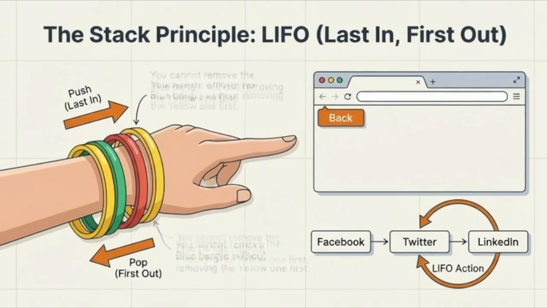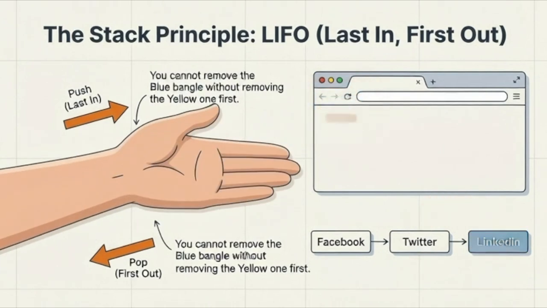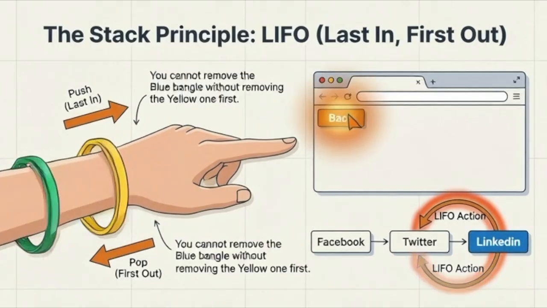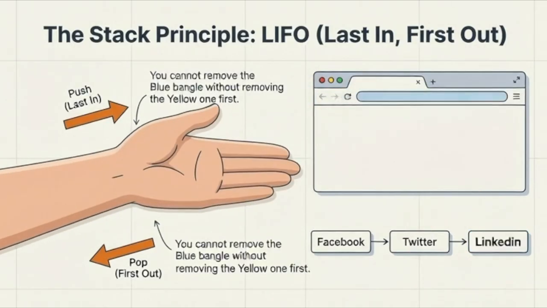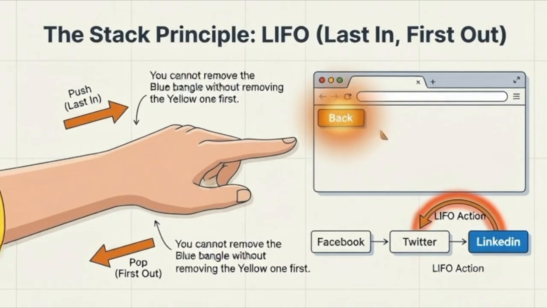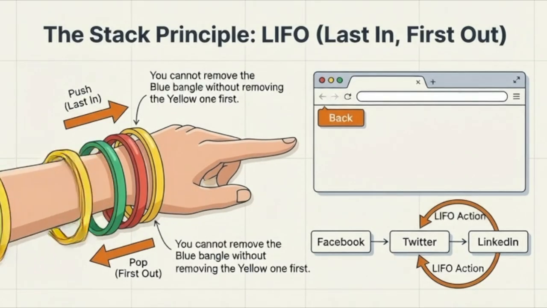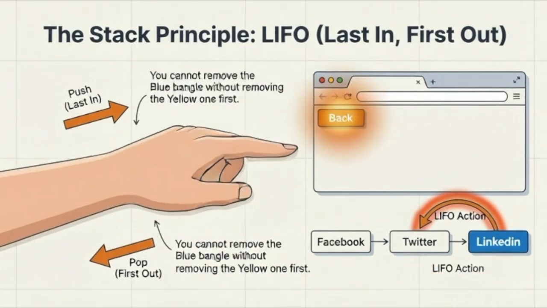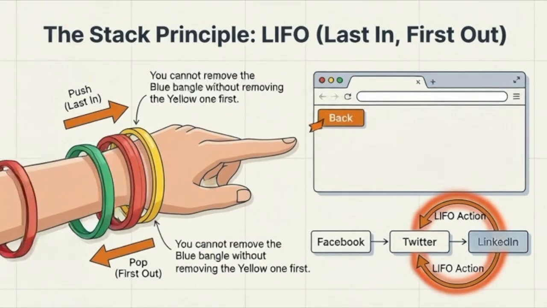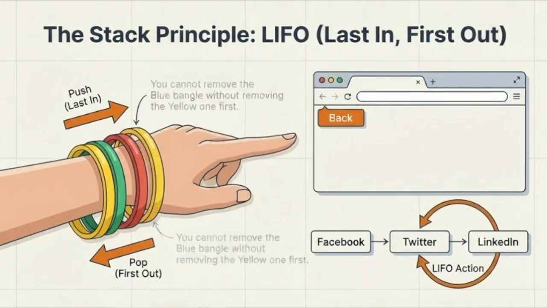Let's start with the stack, the golden rule. Here is LIFO, that is last in, first out. Look at the diagram of bangles on a wrist. You physically cannot remove the blue bangle, the one you put on first, without removing the yellow one, the one you put on last. This is exactly how your browser history works. Visit Facebook, then Twitter, then LinkedIn. To get back to Facebook, you have to pop LinkedIn and Twitter off the stack first.